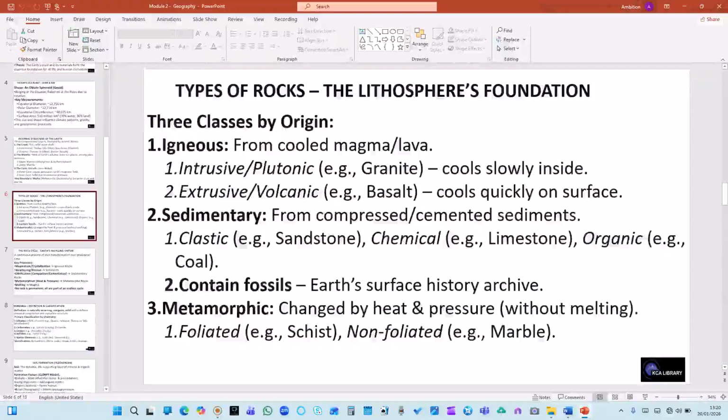Number two is sedimentary rock, which is formed from compressed and cemented sediment. It is clastic in nature, for example sandstone, chemical, and organic, like coal. It contains fossils, that is the Earth's surface history archive. Then number three is metamorphic rock, which is changed by heat and pressure without melting. Examples are schist, amphibolite, and marble. So these are the types of rock that we have in geography.